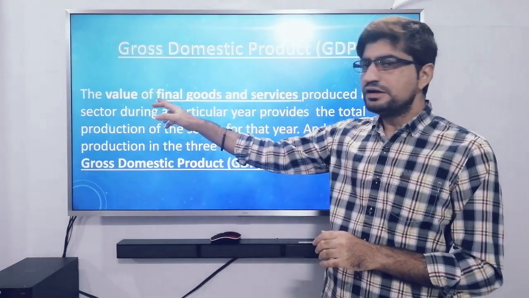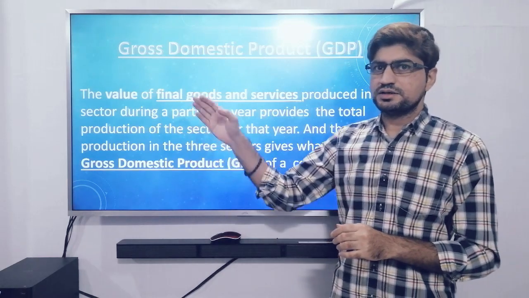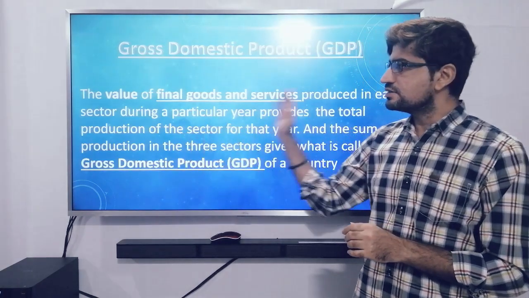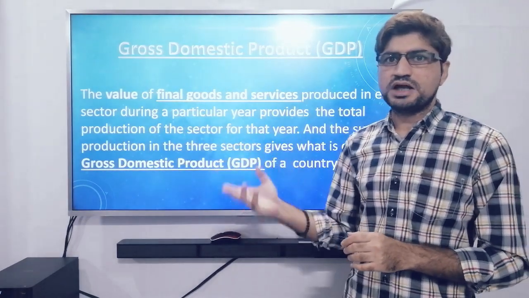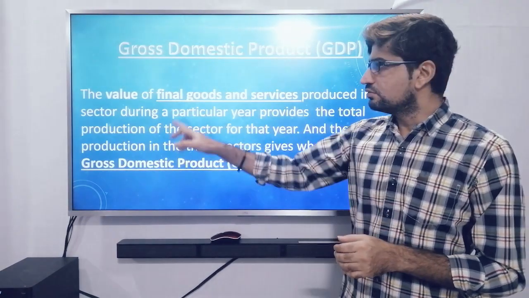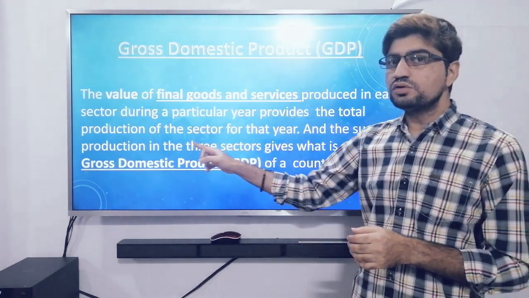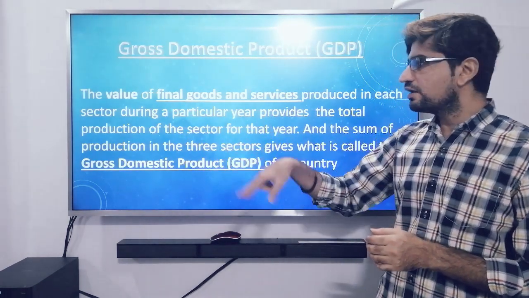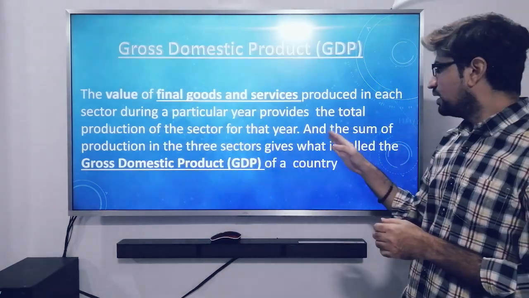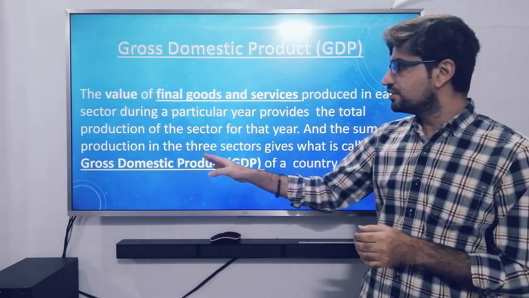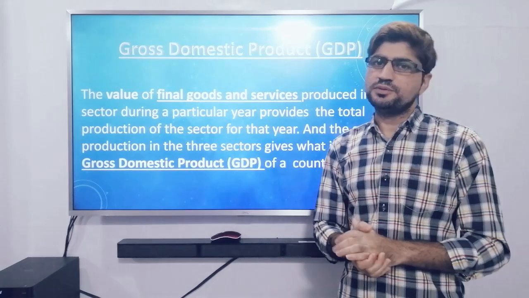So here is the value of final goods and services produced in each sector, that means primary, secondary and tertiary, during a particular year. So time is important over here. The production of each sector during a particular year provides the total production of the entire economy of that particular year, and the sum of production in the three sectors gives what is called gross domestic product.